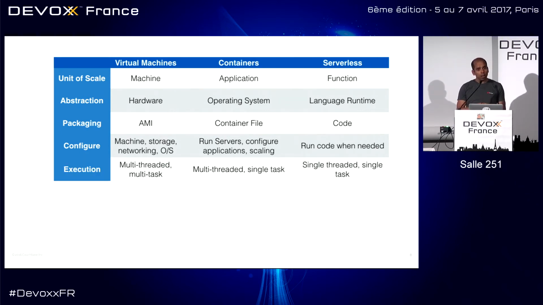In terms of execution model, of course, VMs are multi-threaded, multitask, and multi-threaded applications are always typically a lot more challenging to handle. In terms of containers, again, multi-threaded, but containers do one thing and one thing really well. So it's multi-threaded, single task. And in terms of serverless, it is single-threaded, single task, highly scalable.